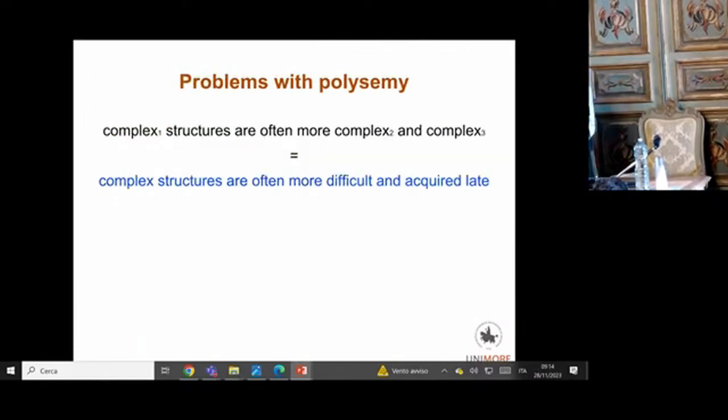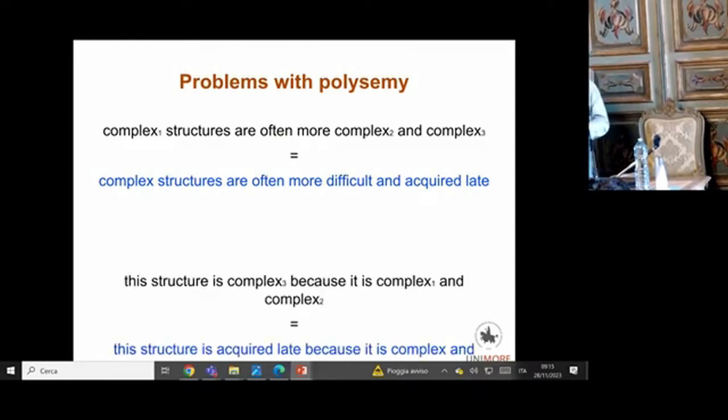The problems with polysemy are like these. If you assign complexity three meanings, you end up saying things like complex structures are often more complex and complex. Whereas if you just use a different terminology, you say the much more perspicuous: complex structures are often more difficult and acquired late. Or you can say this structure is complex because it is complex and complex. That can be translated into this structure is acquired late because it is complex and difficult.